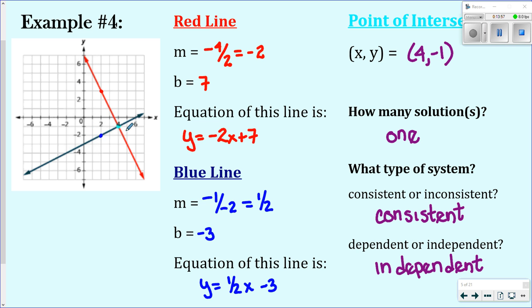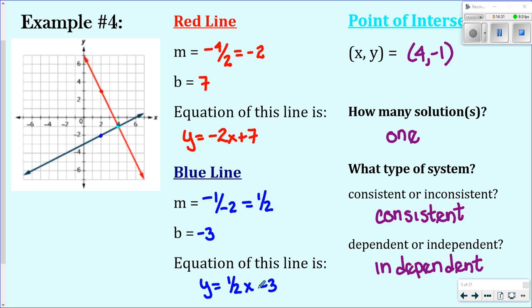Right away you would look at it and say, okay, it's one solution, it's consistent and independent. But I went a step further to show you what's going on with these two lines, what type of lines they are, and then write the equation. If you look at the equations for both the red and the blue line, notice what's going on with the slope. One of them is negative, one of them is positive. One of them is 2 over 1, or 2, and the other one is 1 over 2.